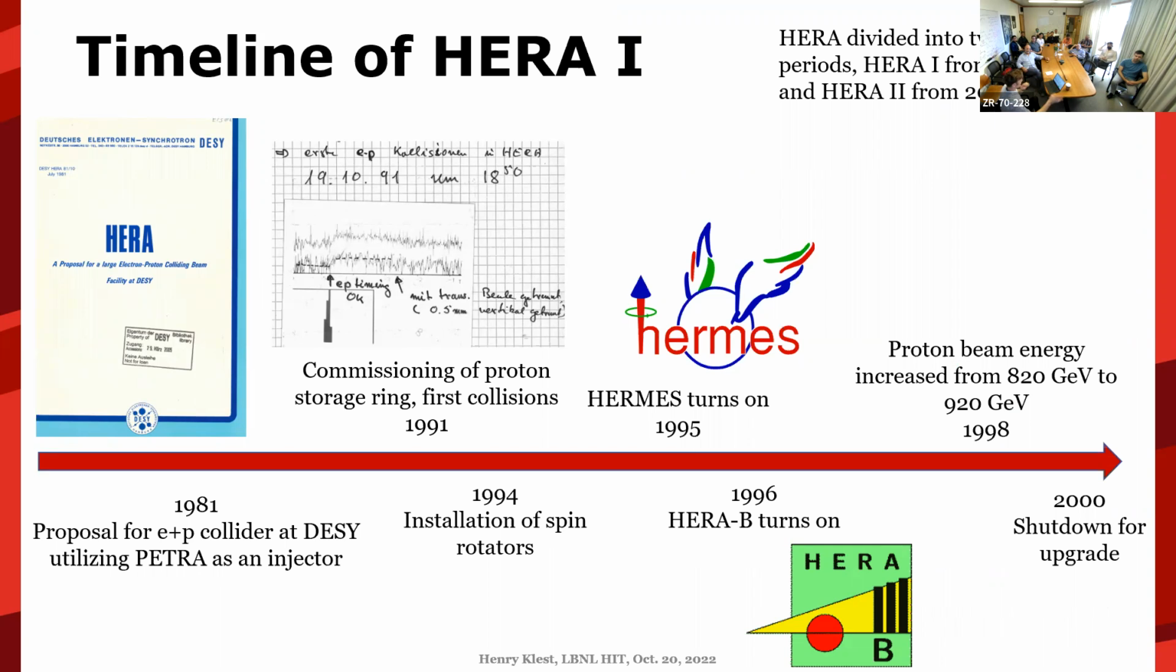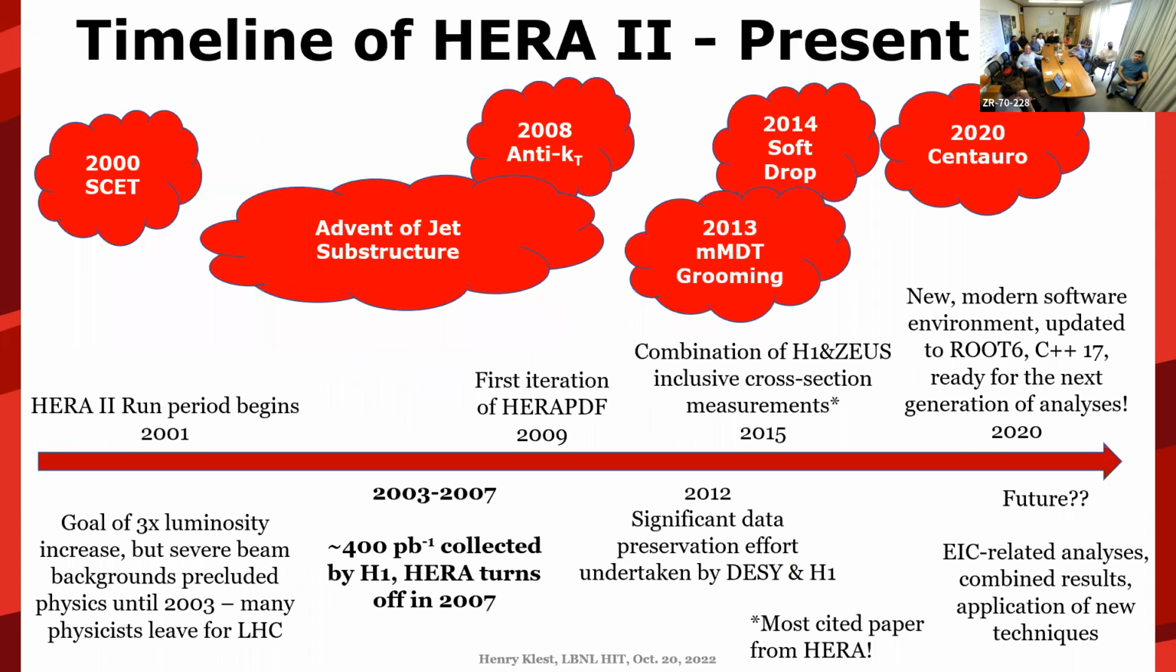And then only 10 years later, they had a brand new ep collider providing first collisions. They installed spin rotators for the lepton beam in 1994, and then two fixed target experiments, HERMES and HERA-B, turned on in short succession, somewhere around the era I was born as well. Then in 1998, they increased the proton beam energy by 100 GeV and shut down for an upgrade in 2000. So in the HERA 2 run period, on top is some of the theoretical ideas that came into their own during the HERA 2 run period.